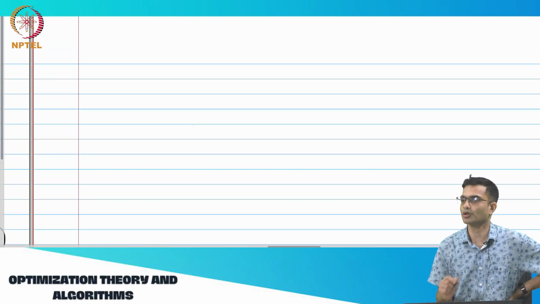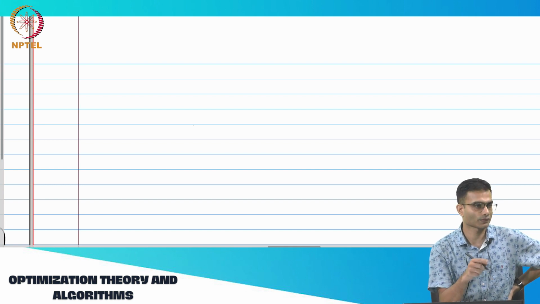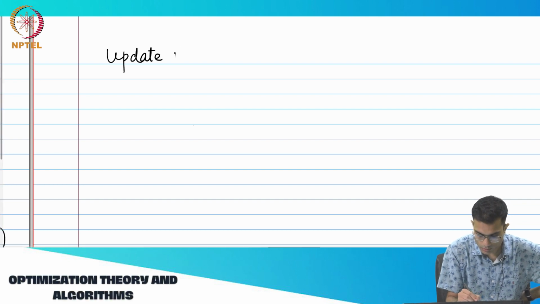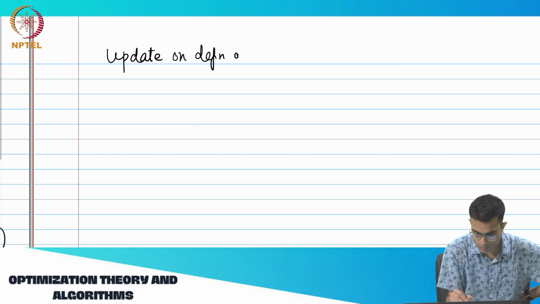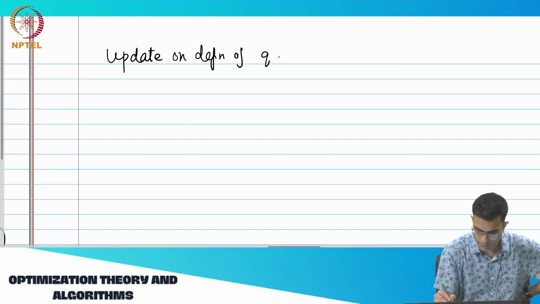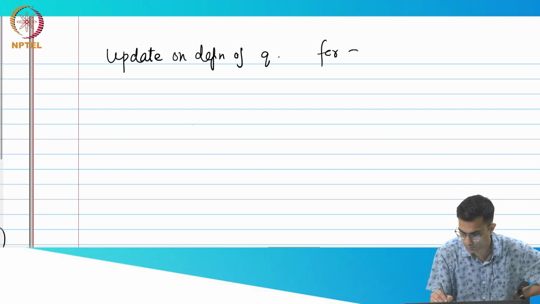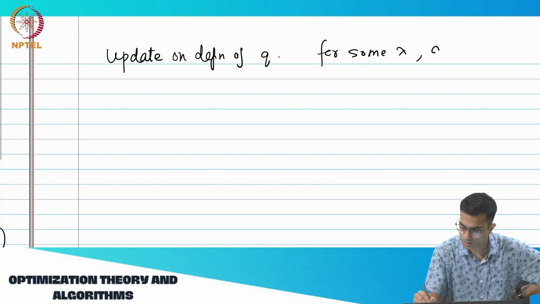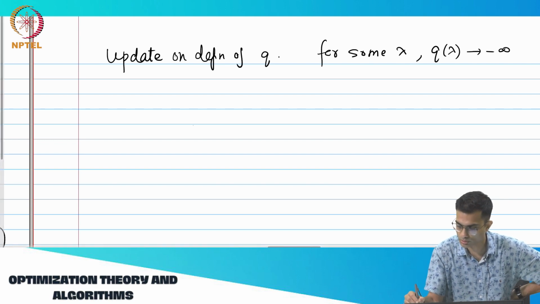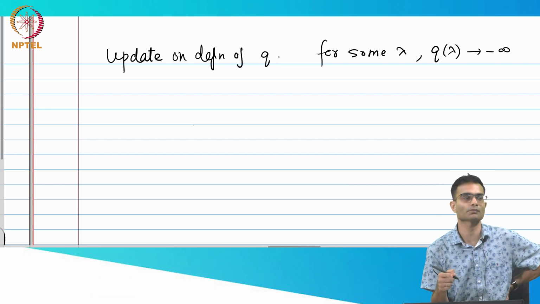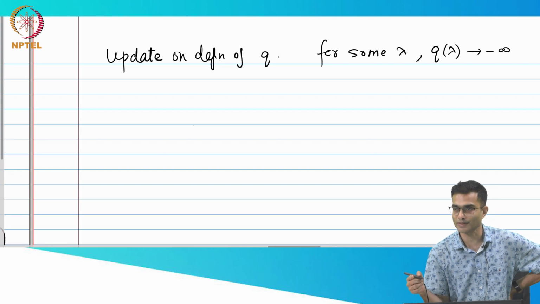So there is just one small update that I want to give to the definition of the Lagrangian dual, because it did not come in the problem, but in general a small update on sort of more general Q. Okay. It can happen that for some lambda, Q of lambda goes to minus infinity. It can happen. As we saw, this was a concave function.